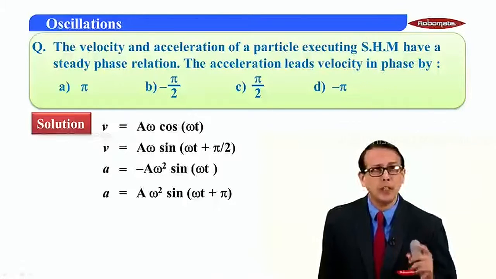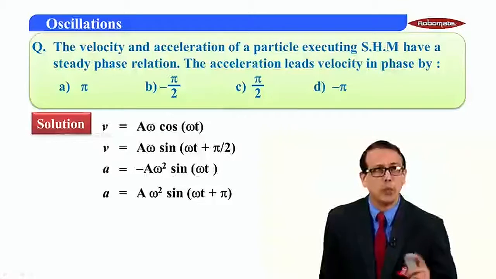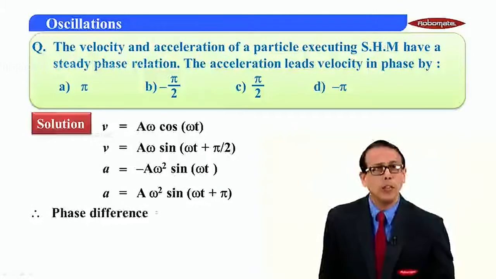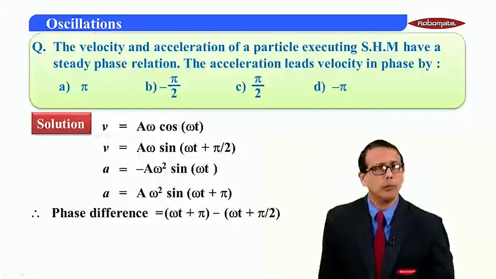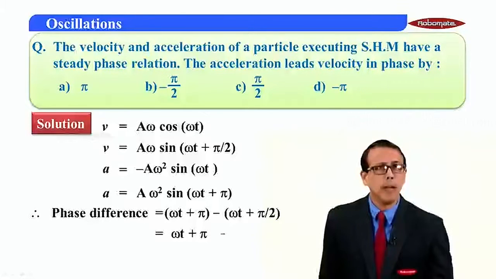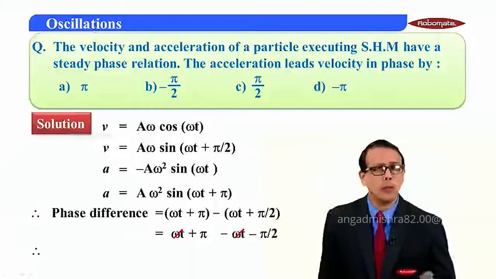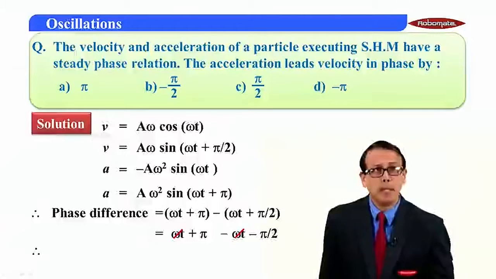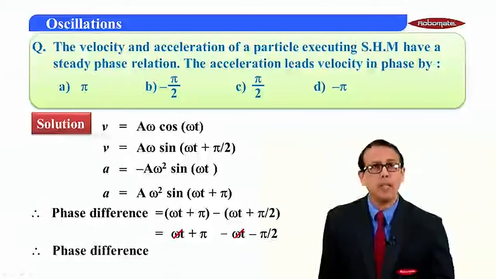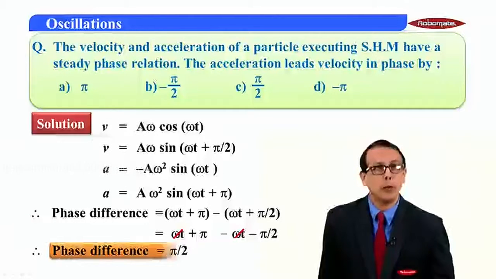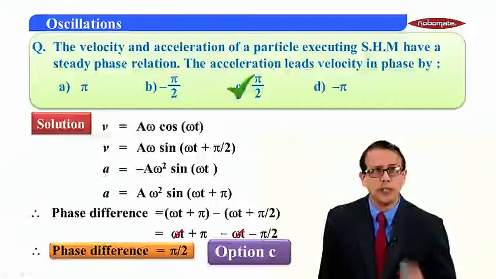Now the phase of acceleration is omega t plus pi and the phase of velocity is omega t plus pi by 2. Let's go for phase difference. Let's subtract the phase of velocity, omega t plus pi by 2, from the phase of A. Opening that bracket, it becomes omega t plus pi minus omega t minus pi by 2. Let's cancel omega t. Pi minus pi by 2 is pi by 2, and hence students, the phase difference is plus pi by 2. Therefore, our correct option is option C.